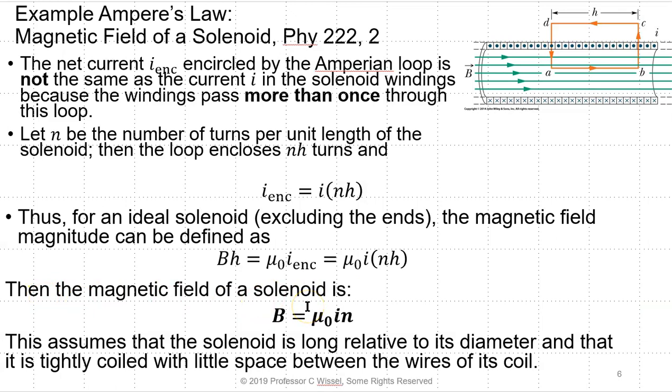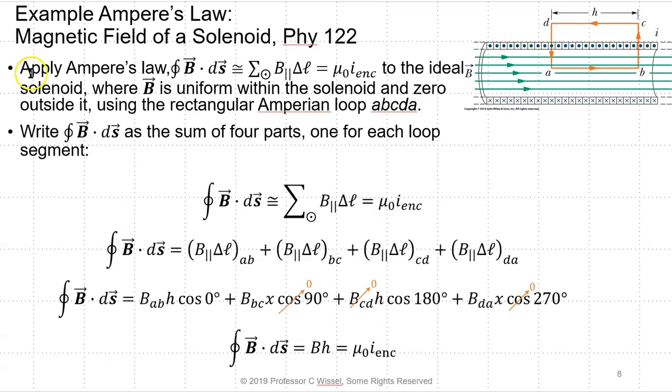So then the magnetic field of a solenoid is B equals mu naught I times n. Now this assumes the solenoid is long relative to its diameter and it's tightly coiled with very little space between the wires of its coils. In other words, the wires are touching each other, maybe only separated by the length of their insulation, which would probably be something very thin made out of lacquer. Typically, they use transformer wire, which is a copper wire covered with a very thin plastic or lacquer coating. If you are a Physics 122 student, in other words, you don't have calculus, you should be here.